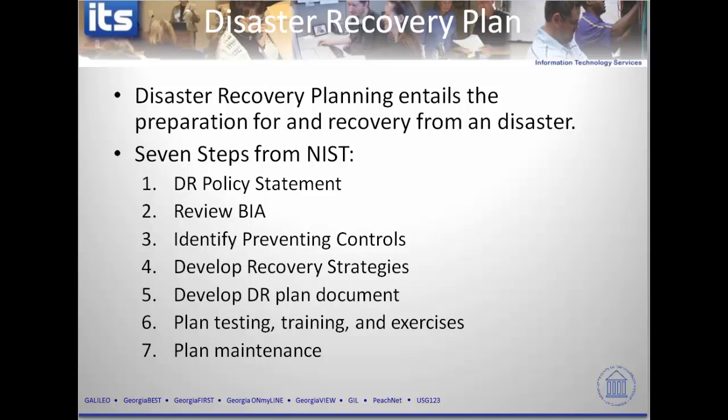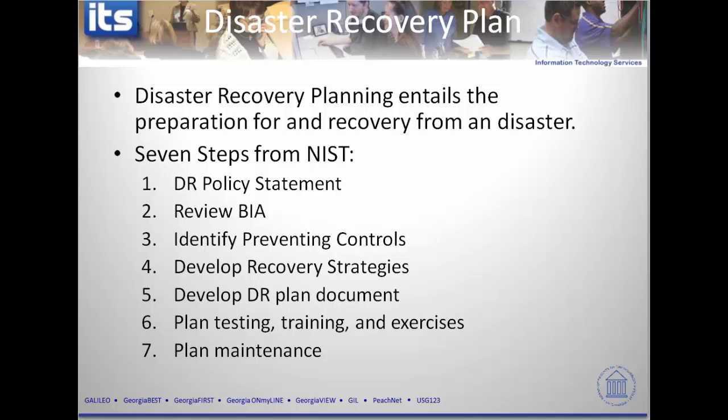First, you've got to have a policy statement, typically from an executive. Second, you want to go back and review your business impact analysis to make sure that you're addressing the highest probability threats, the most dangerous threats. Look at what are some preventing controls that can manage or limit your risk. Look at some recovery strategies, then actually build the plan. We've got to test it, train people on it, then actually execute it. Again, paper is wonderful. People actually changing their behavior is better. And then finally, how are you going to keep this plan up to date and maintain it over time?